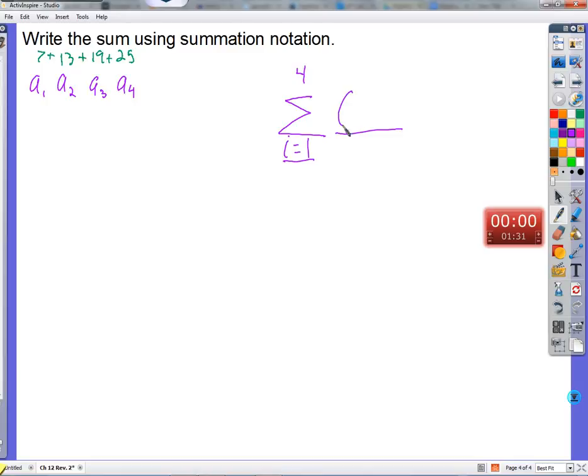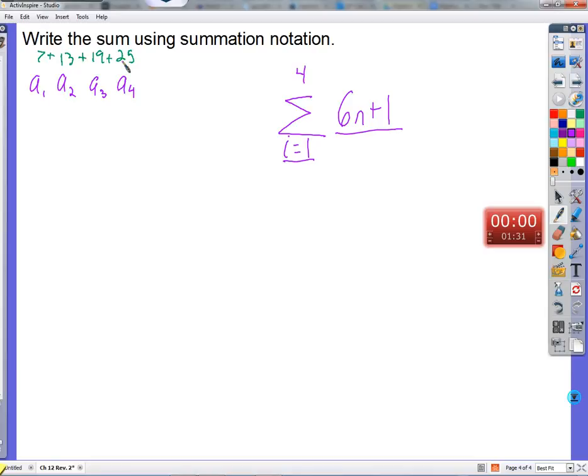6n plus 1. Sounds good. Let's see if it works. 6 times 1 plus 1 is 7. 6 times 2 is 12 plus 1 is 13. 6 times 3 is 18 plus 1 is 19. 6 times 4 is 24 plus 1 is 25. You got it. Also, this is what kind of a series?